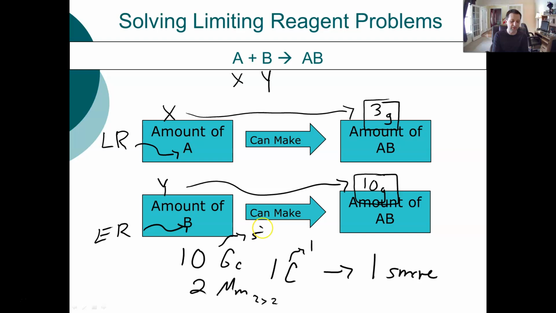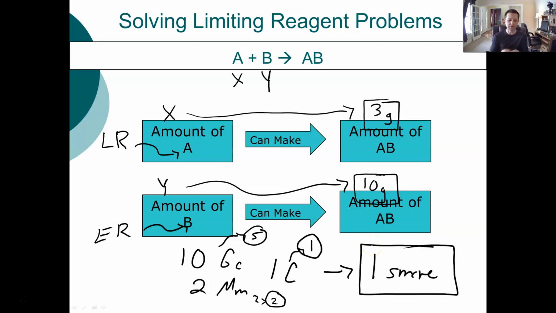So look what we did. We said we can make 5 from our graham crackers, assuming everything else was in excess. We can make 2 from our marshmallows, assuming everything else was in excess. 1 from our chocolate, assuming everything else was in excess. And therefore, the chocolate is going to limit you to 1 s'more. So this would be our limiting reagent, and you would have excess graham crackers and excess marshmallows.